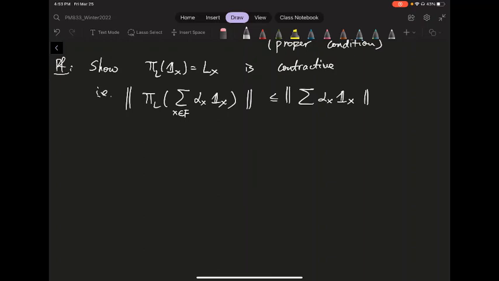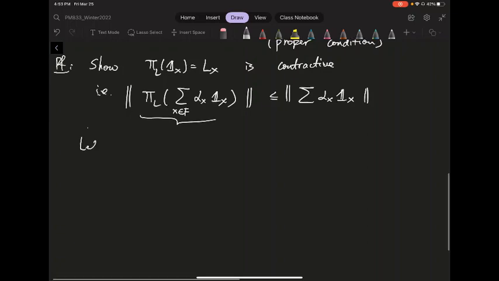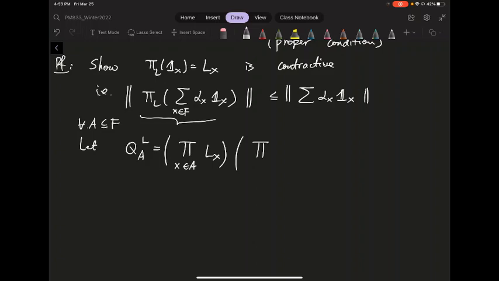But the idea is the following. I want to break this up as basically a summation of some disjoint characteristic functions, or in terms of projections, basically pairwise orthogonal projections. So what I can do is the following. For every subset A of F, every F is finite, so for every subset of that, I define a projection. I define Q_A^L as basically the product of everything inside A, I take the product of the L of x. And for everything that's not inside A, I take the complement, 1 minus L of x. That's going to give me a projection.